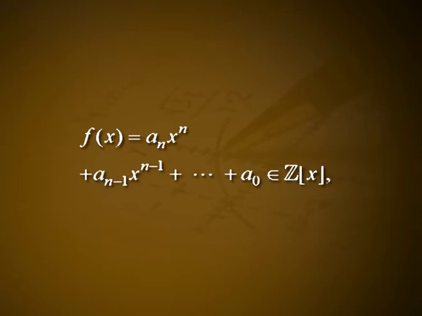Eisenstein Polynomial. Theorem 5, Eisenstein Polynomial. Let p in Z be a prime. Suppose that f(x) = a_n x^n + a_{n-1} x^{n-1} + etc. + a_0 belongs to Z[x], and a_n is not congruent to 0 mod p, but a_i is congruent to 0 mod p for i less than n, with a_0 not congruent to 0 mod p squared.